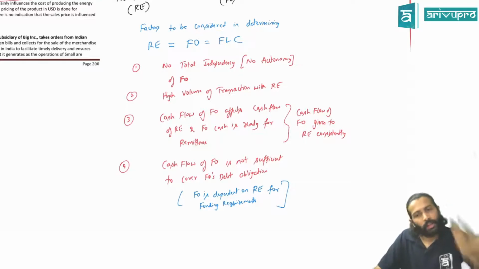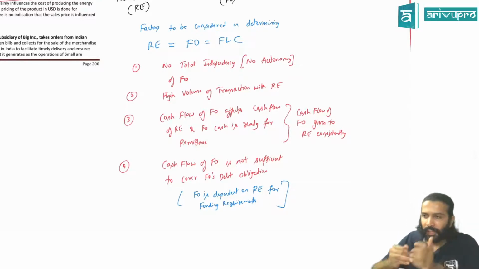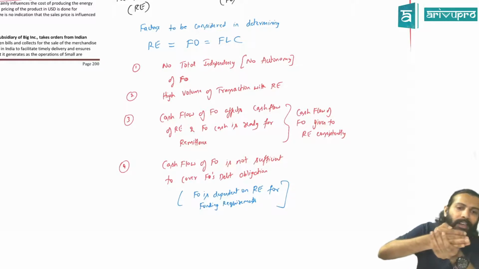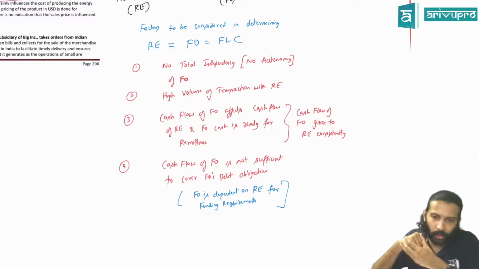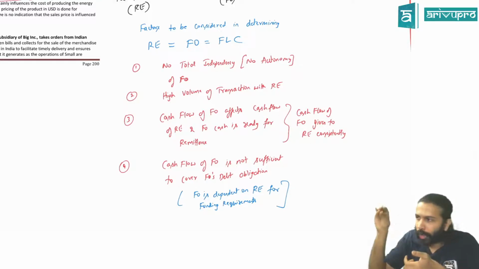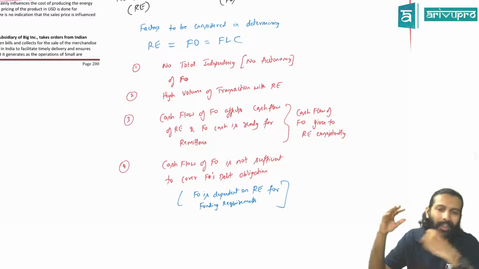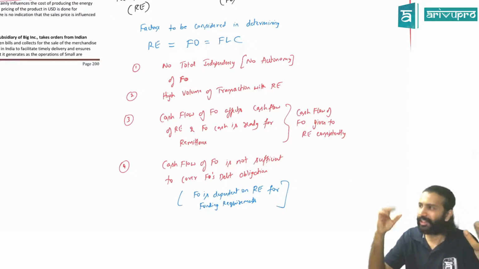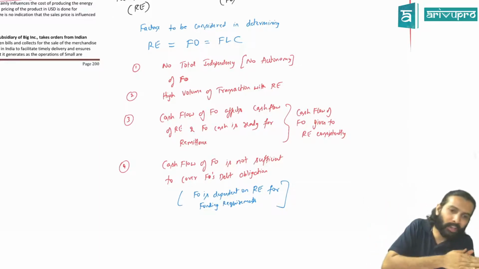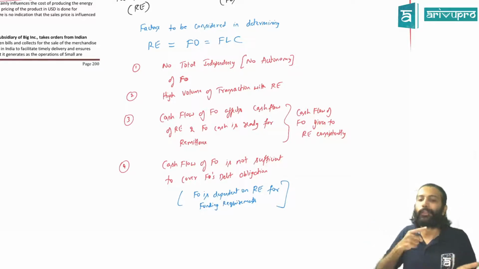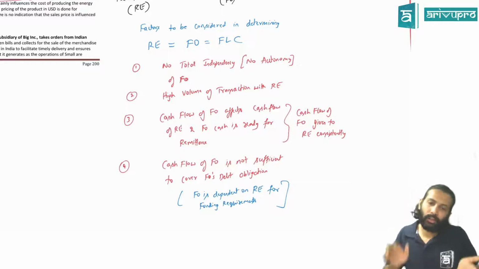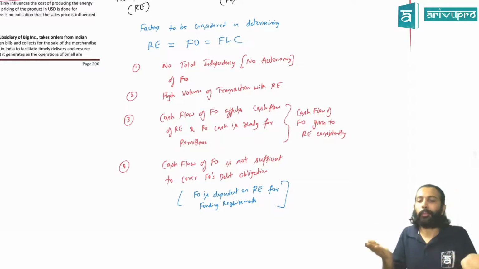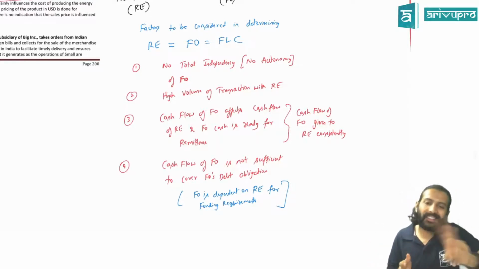Third one: the cash flow of the foreign operation directly affects the cash flow of the reporting entity, because continuous remittance will be made. Fourth one: the foreign operation's activities are not sufficient to pay off their debt obligations. If they have any loan or expense, their money is not sufficient, so they are dependent on the reporting entity for funding requirements. If these are there, you could say the functional currency of the foreign operation and reporting entity are the same.